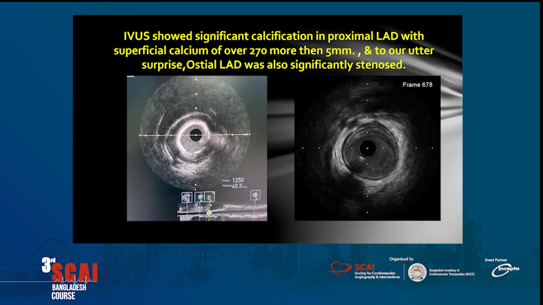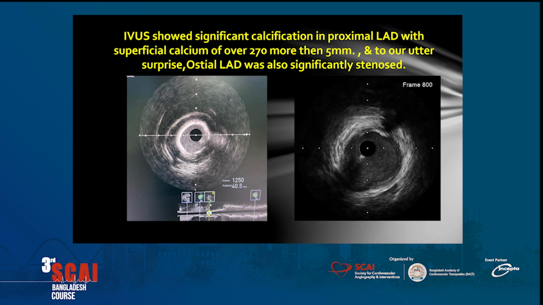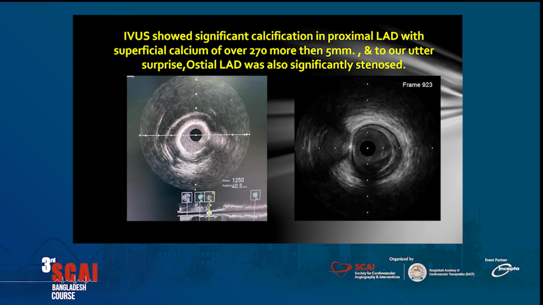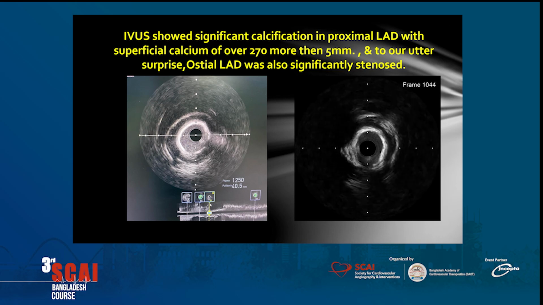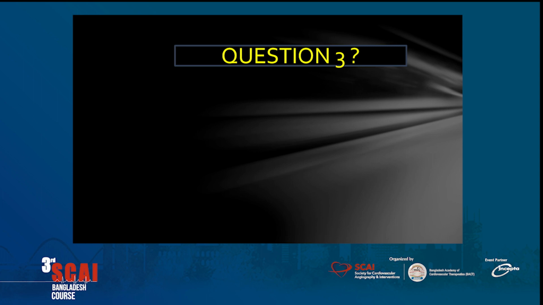IVUS showed a significant calcification in proximal LAD with superficial calcium of over 270 degree, more than 5 millimeter. And to my utter surprise, which didn't show in my angiogram, LM was also significantly stenosed. It was 3.9. So question 3.